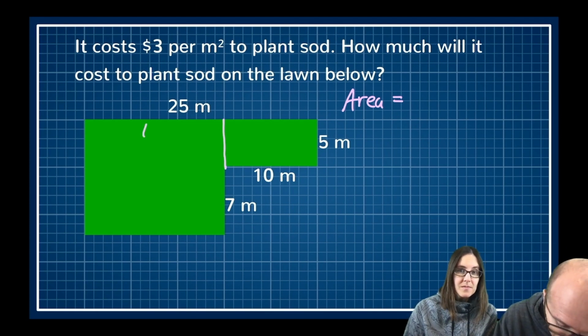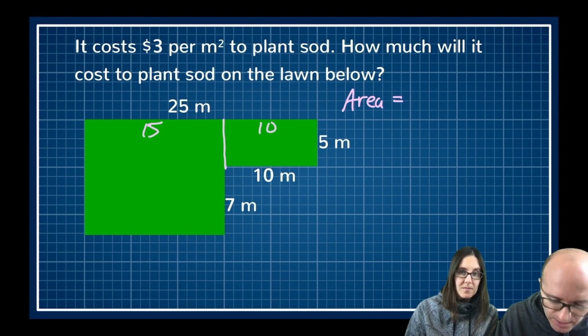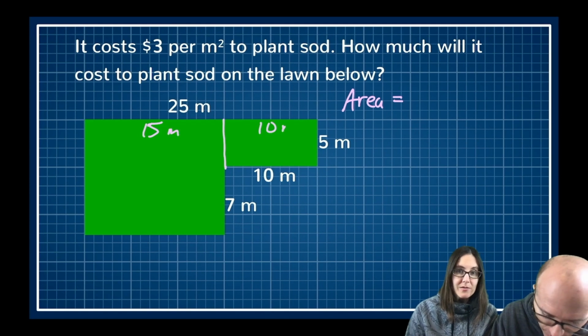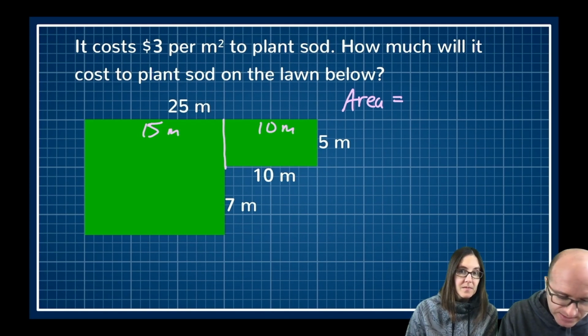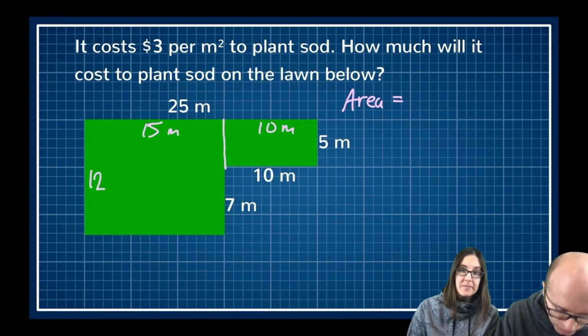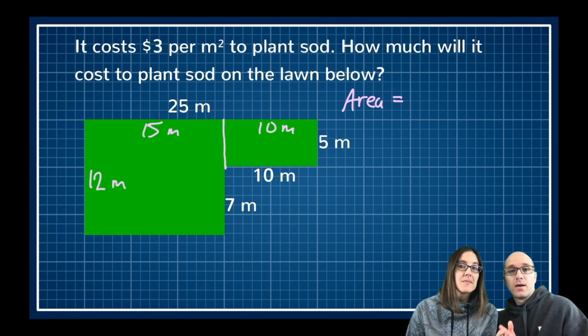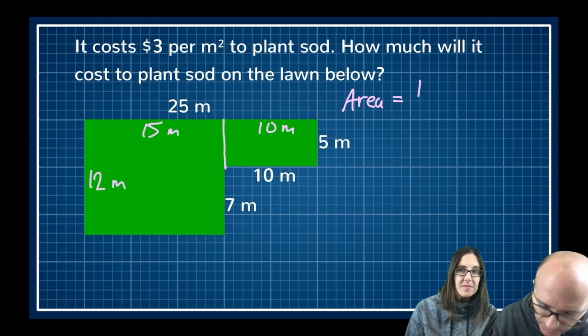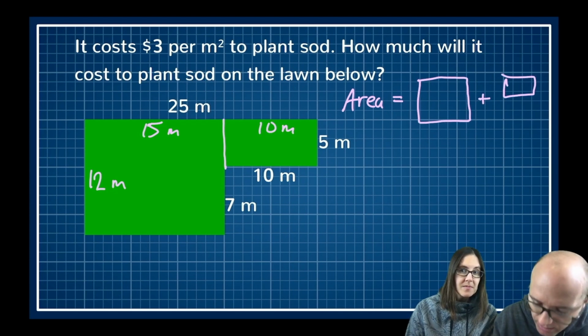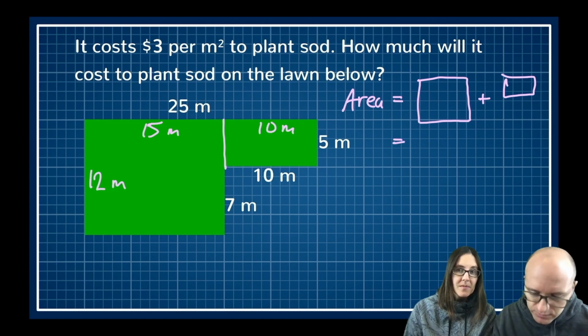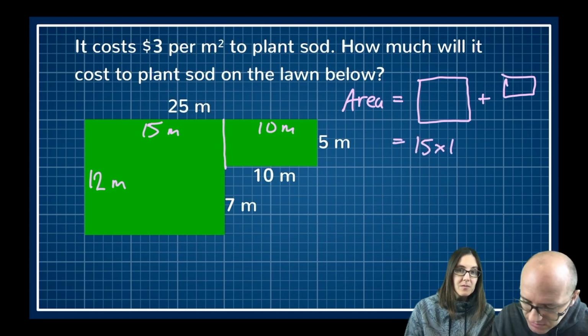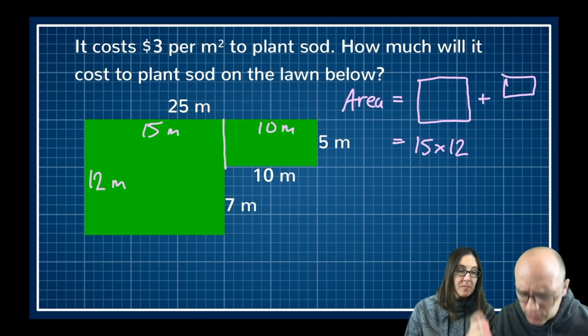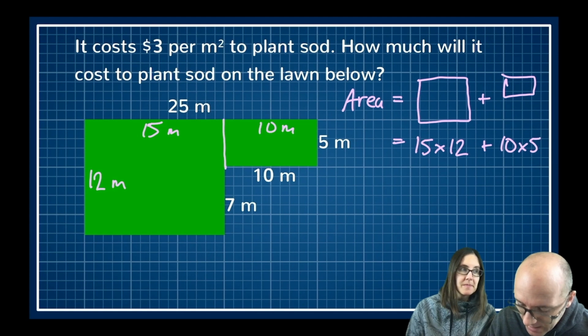This one's only going to be 15 left over, because we had 10 along this side. And 10 plus 15 is 25. Okay, and for the total height? 7 plus 5 is 12 meters. Okay, so there we are. So basically I've got a big rectangle plus a smaller rectangle. So that was 15 times 12. I'm just leaving the units off for the moment. Plus 10 times 5.